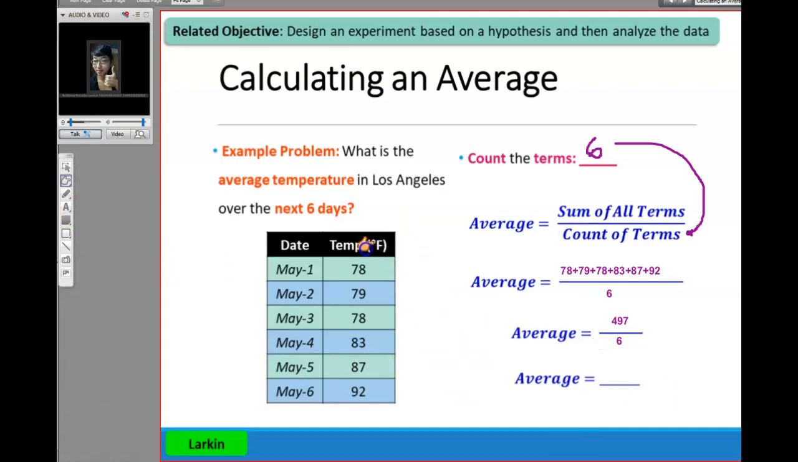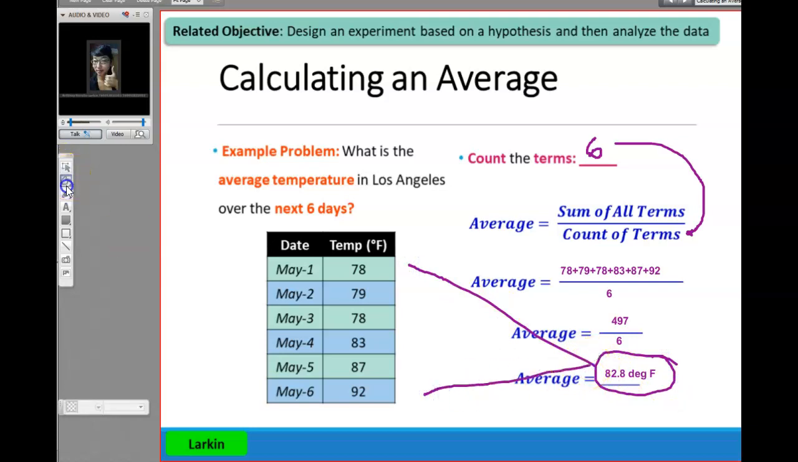The average should be representative, meaning close to most of our numbers. Yes, perfect. You should be getting 82.8. So yes, 82.8 degrees Fahrenheit would be the average. And you can see how this average is really close to all these numbers. It is representative of these numbers. Go ahead and give me a sun if you feel good about that.